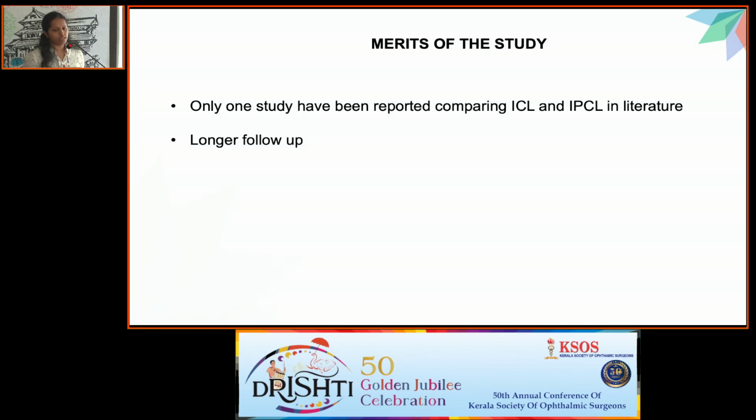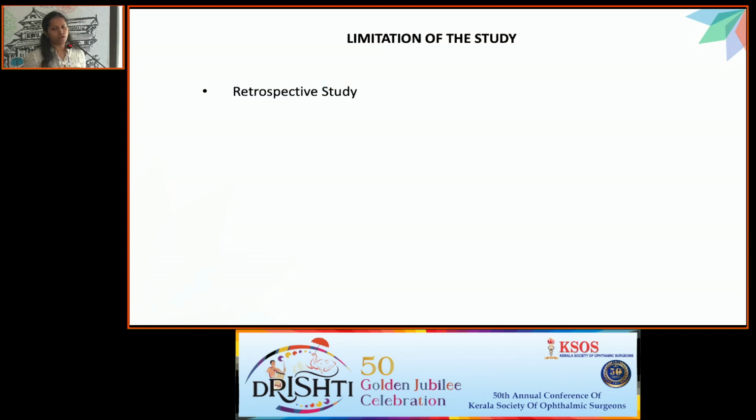The merit of our study is that only 1 previous study is there in the literature comparing the ICL and IPCL, and that was for 1 year. So our study has a comparatively higher follow-up. The limitation of the study is its retrospective nature.